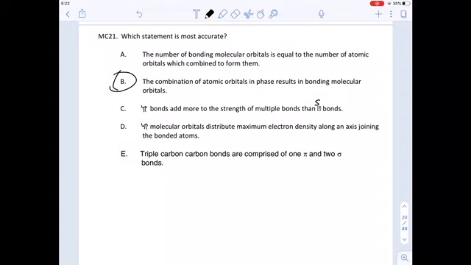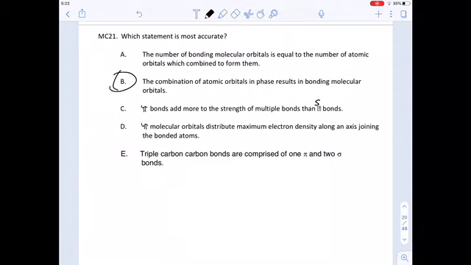D, pi molecular orbitals distribute maximum electron density. No, it's the sigma bonds that do. Triple carbon-carbon bonds are comprised of 1 pi and 2 sigma. No, obviously it's 1 sigma and 2 pi. And yeah, I think the number of bonding molecular orbitals is equal to half the number of atomic orbitals which combine to form them. Don't quote me on that because that's exam 1 material.